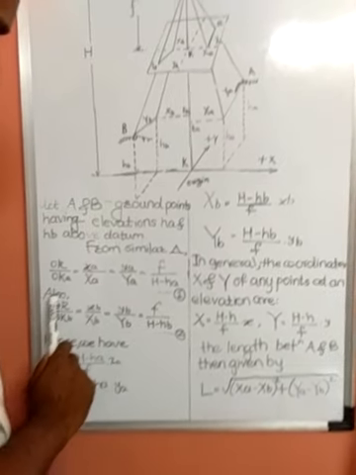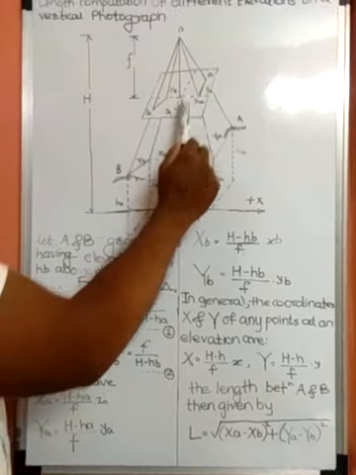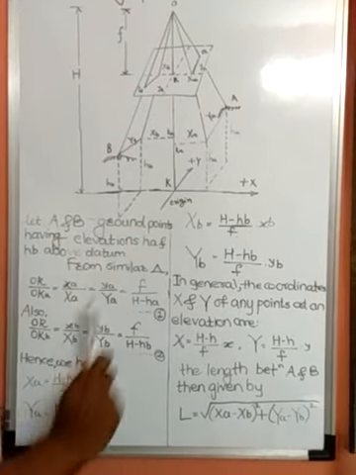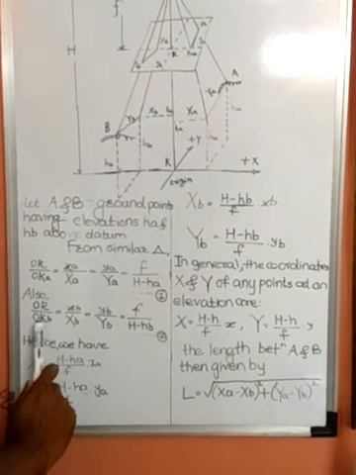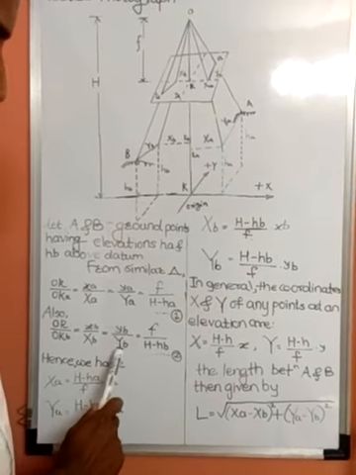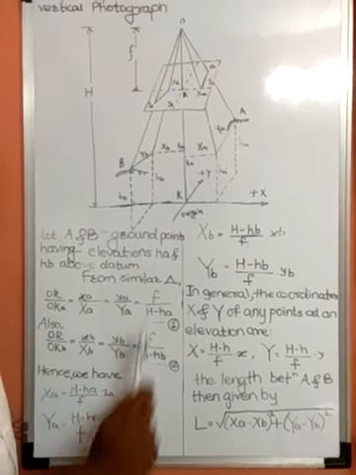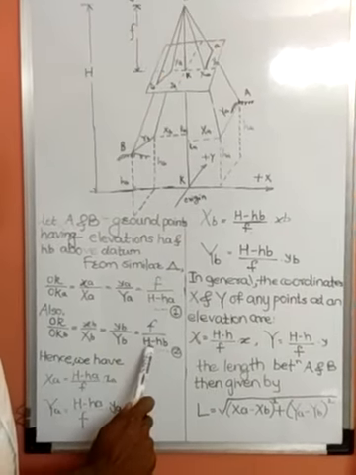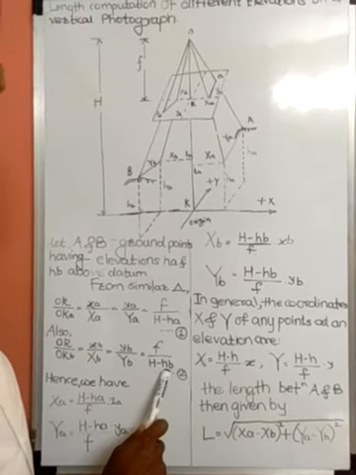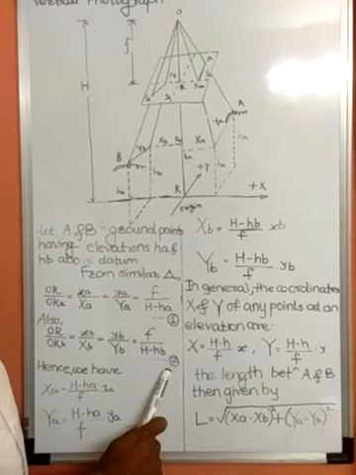Then also consider the second triangle, from ok to OKB. Ok upon OKB equals xb upon XB equals yb upon YB, which equals the focal length upon the difference between flying height and elevation at B, that is F upon H minus HB. This is the second equation.